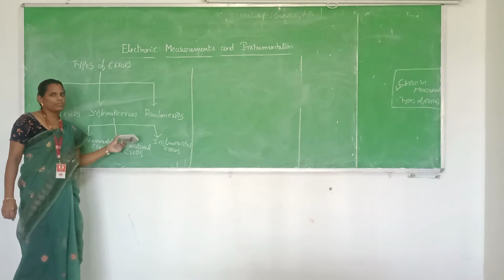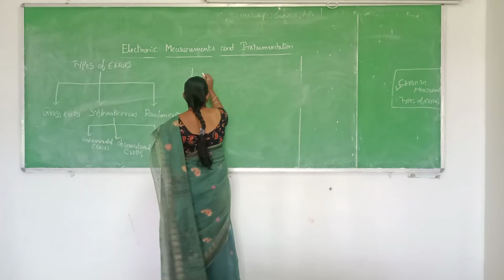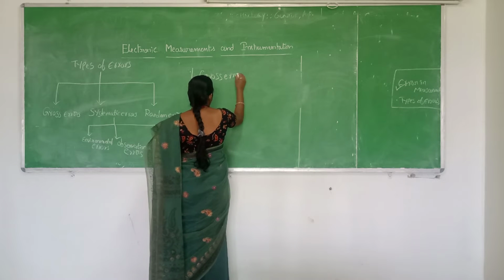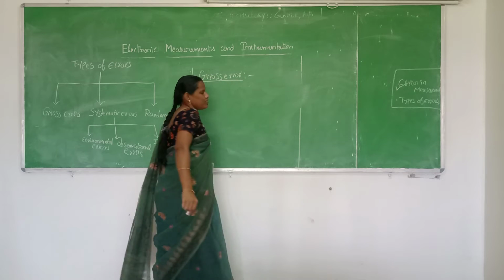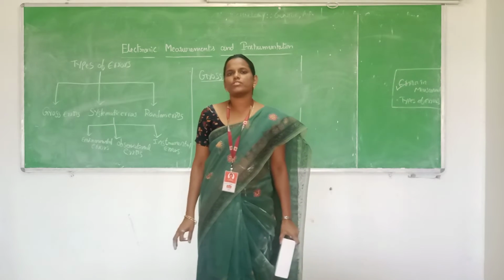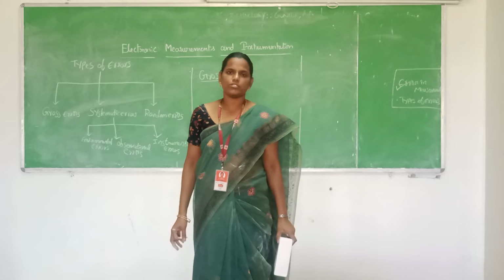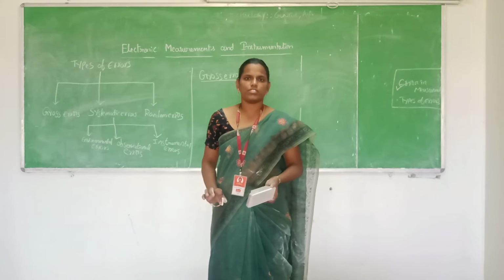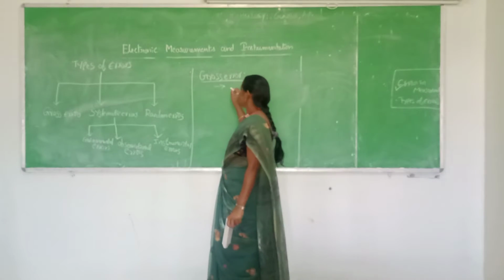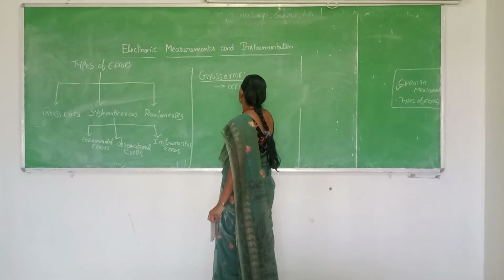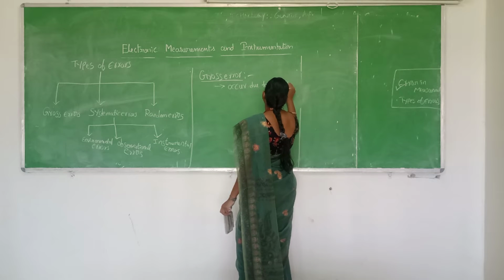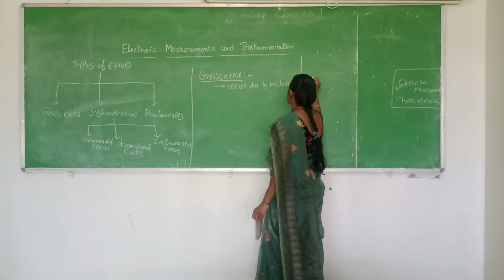Let us look into these errors one by one. The first one is gross errors. How do we get these gross errors while taking measurements with a particular instrument? Gross errors are errors caused by mistakes made by human beings.